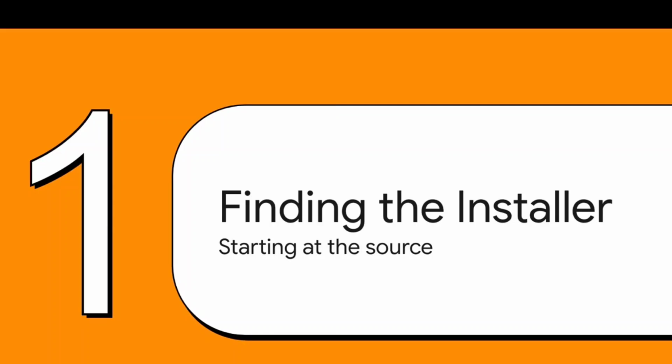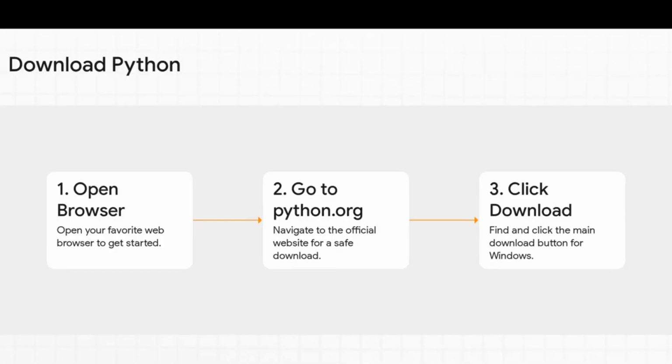Okay, section 1, finding the official installer. First things first, right? To make sure we're getting the real deal and keeping things safe, we've got to go straight to the source. So just open up your favorite web browser, Chrome, Firefox, whatever you use, and head straight over to python.org. Now this is super important. Always download from the official site. It keeps you safe from any weird, modified versions out there. Right on the homepage, you can't miss it, there's a big old download button for Windows. Just give that a click, and the download will kick right off.